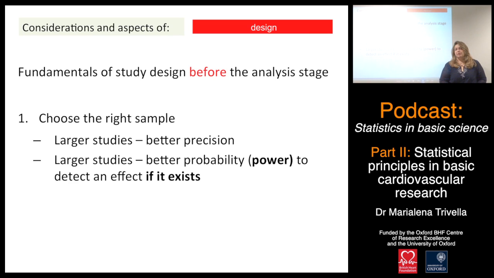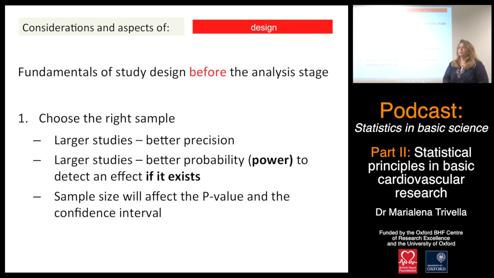In reality, what happens, unfortunately, is that many studies are far too small to answer the questions posed with any degree of accuracy. But nevertheless, they're very useful in that they might give us an idea on what research to do next. So the sample size will also affect the p-value and the confidence interval, which tend to actually be smaller in larger studies.